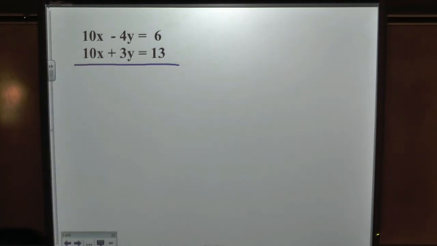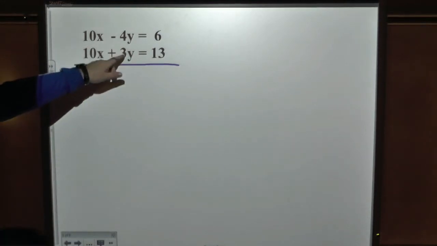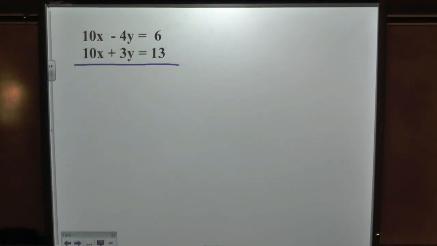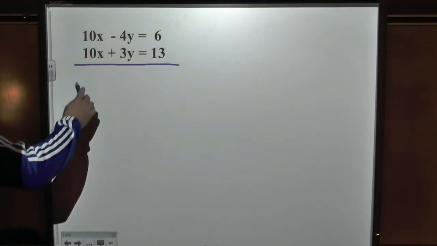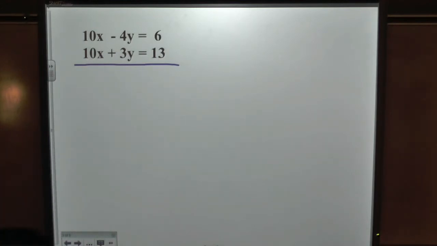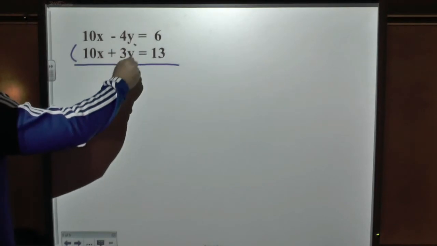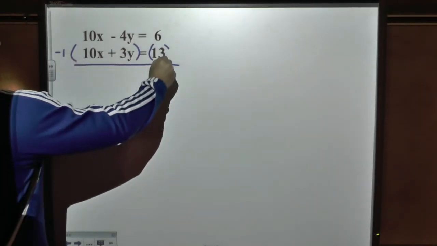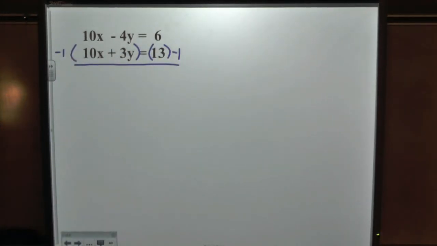10x and 10x is 20x, that doesn't work. Negative 4 and 3 gives me a negative 1y. That is not an eliminated variable. We need 0y, not negative 1. So we have to look. Is there a variable that has the same coefficient in front? The answer is yes, the x. So at this point, you'll notice that we can multiply the second equation by negative 1.